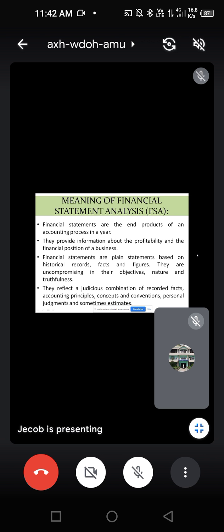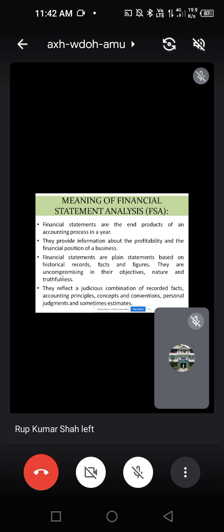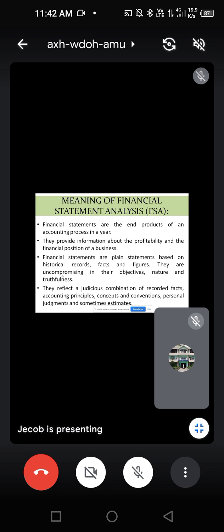Now, what are financial statements? Financial statements are plain statements based on historical records, facts, and figures. So what do we find in financial statements? We generally find only records, facts, and figures. We have some numbers there, and we are recording those numbers in a particular sequence. Nothing more than that. It's simply a plain statement which has some monetary figures recorded in different places. So they are basically related to their objective nature and their behavior.